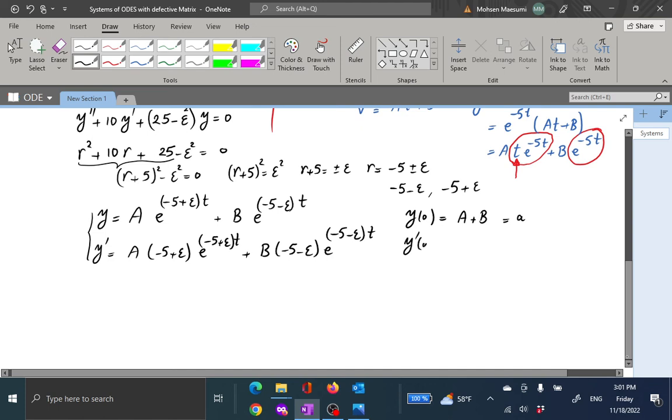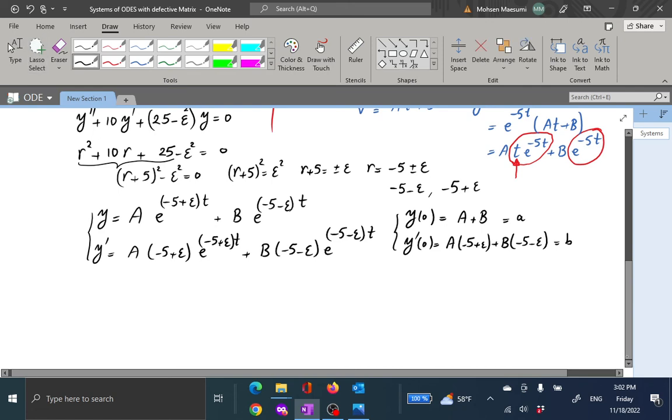Same story with y prime 0. Y prime 0 is a little bit more crowded. Exponentials become 1 again, but what is left is this one and that one. So I have A times minus 5 plus epsilon plus B times minus 5 minus epsilon, and I want this to be b. So from this pair of equations, we want to go ahead and find what is capital A, what's capital B, put it back into our equation, and then we have our nearly final answer.